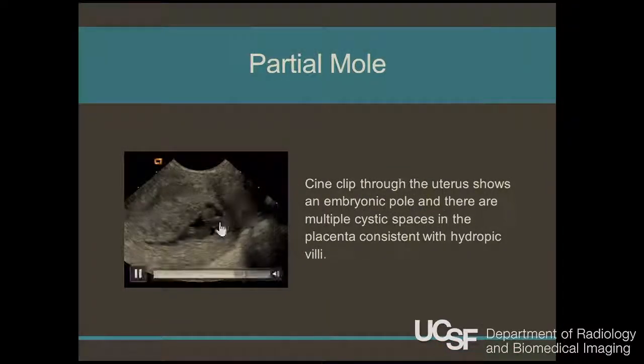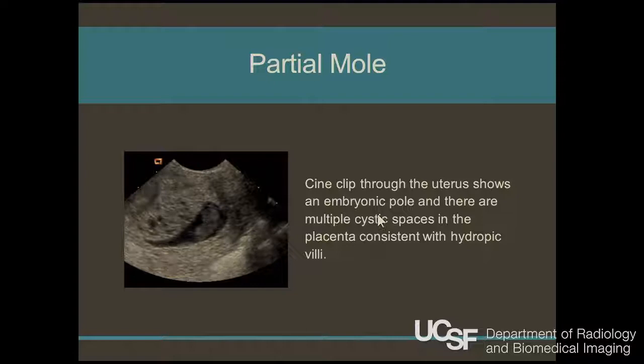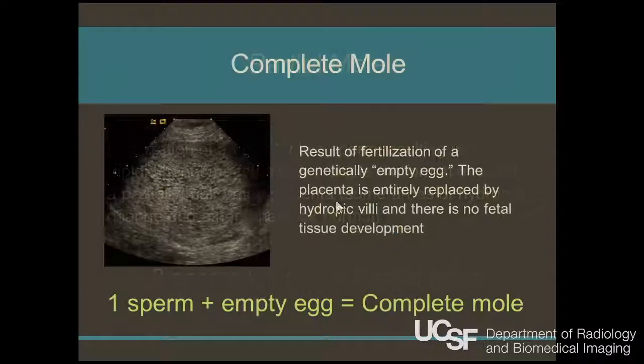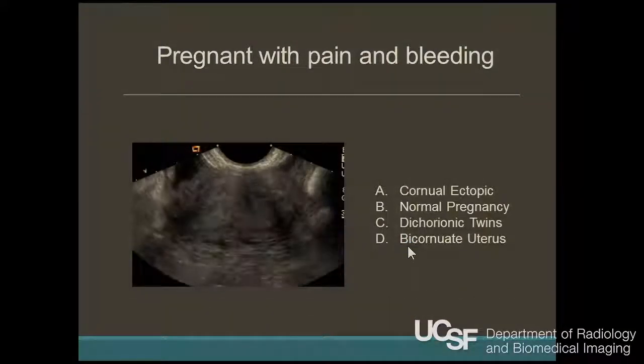And if you see any fetal parts, if you see a yolk sac, if you see an amniotic sac, if you see an embryo, it's a partial mole, which is from 2 sperms and an egg. The complete mole, where there's no embryonic parts, is just a bunch of cystic spaces or hydropic villi within placental tissue, and that's when a sperm fertilizes a genetically empty egg.